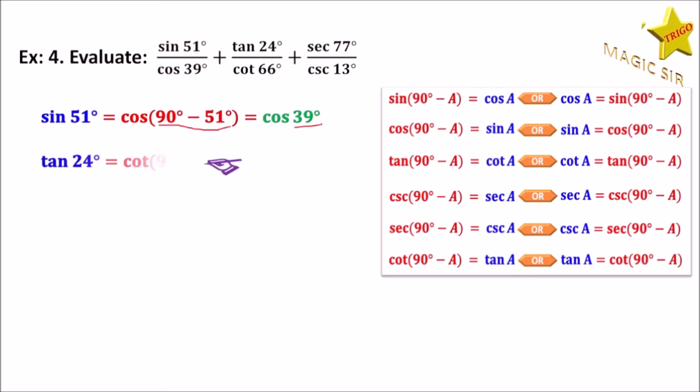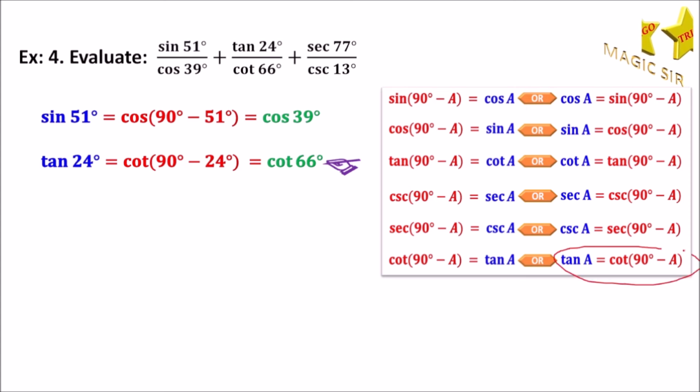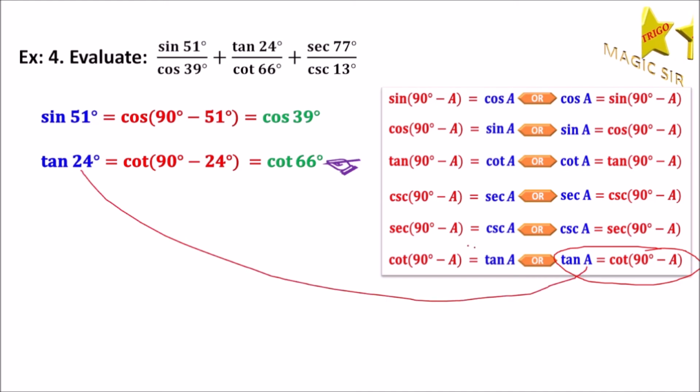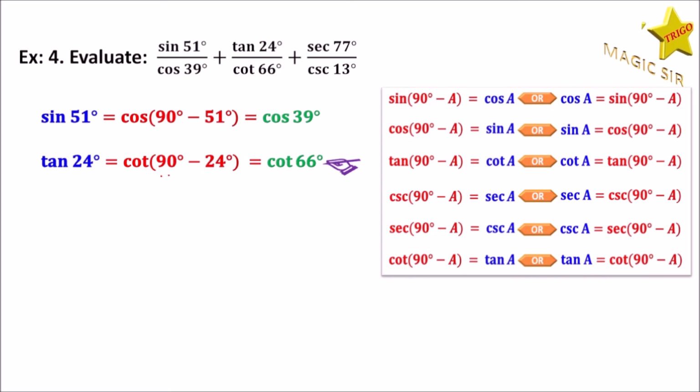The numerator of the second term is tan 24 degrees. See the formula, tan A is equal to cot 90 degrees minus A. We take A is equal to 24 degrees. So tan 24 degrees is equal to cot 90 degrees minus 24 degrees is equal to cot 66 degrees, because 90 degrees minus 24 degrees is equal to 66 degrees.